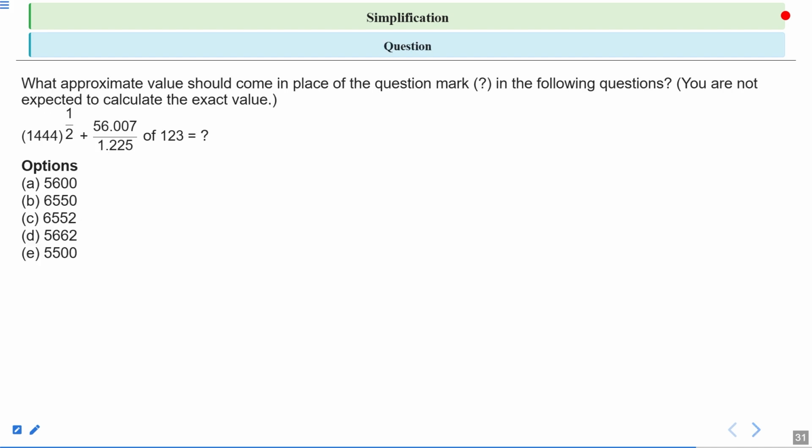What approximate value should come in place of question mark in the following question? You are not expected to calculate the exact value, and the question is 1444 to the whole power 1 by 2 plus 56.007 upon 1.225 of 123 equals question mark. There are 5 options. A is 5600, B is 6550, C is 6552, D is 5662 and E is 5500. Now you have 10 seconds to solve this question. Your time starts now.